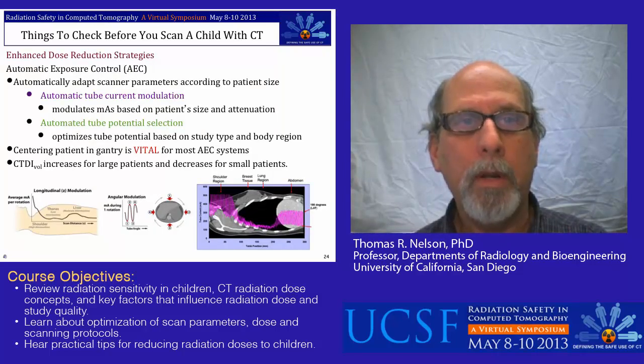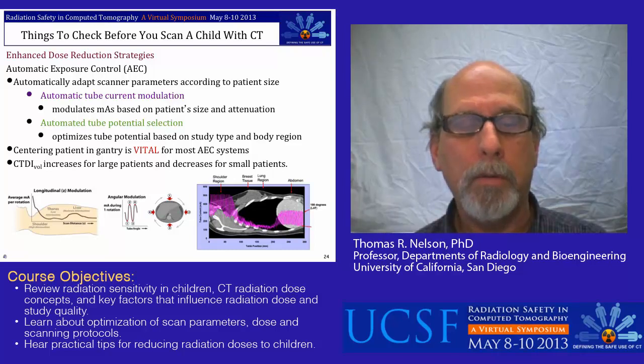There are several enhanced dose reduction strategies that we can use, however. The first is using the automatic exposure control capabilities of the scanner. This can happen through automatic tube current modulation or tube potential selection based on the localizer images. However, with either of these approaches, it's very important to center the patient in the gantry for the AEC system to work properly.